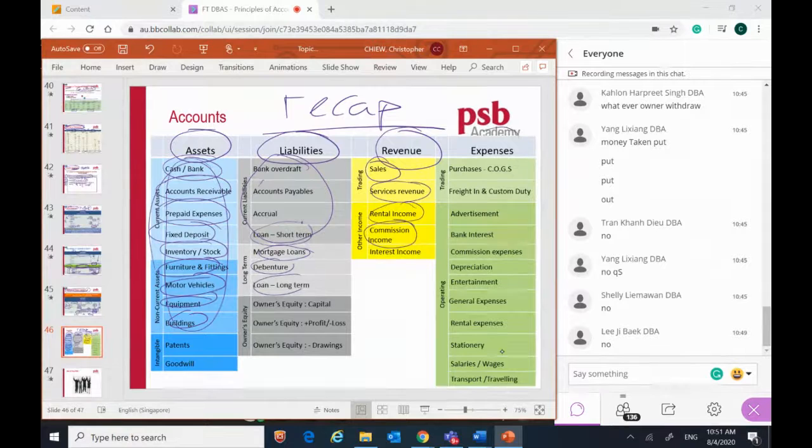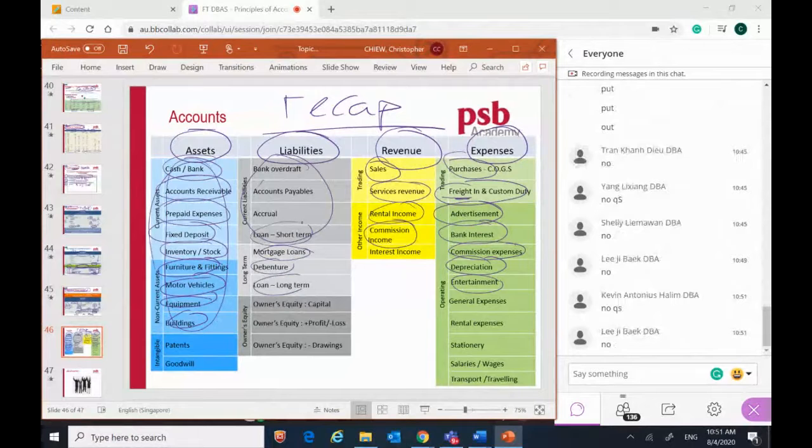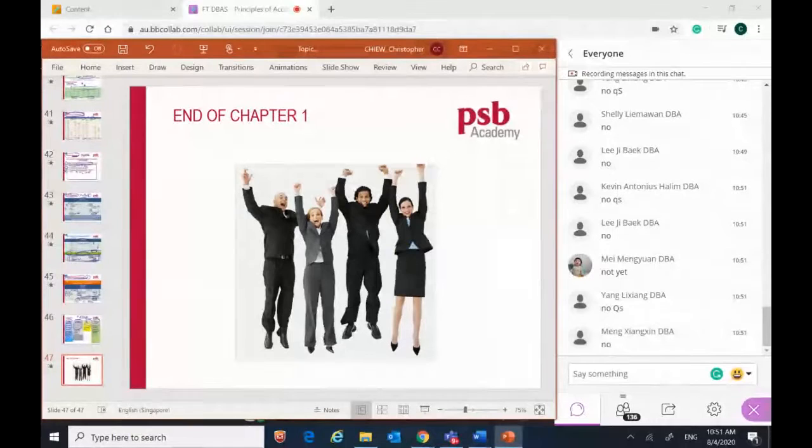And the last category are your expenses. Expenses are whatever you spend. So they include your purchase, your advertisement, your freight in. Now the word freight means transport costs. These are your expenses. Your interest, commission expense, your depreciation, and so on. All these are examples of expenses. Are you with me? Any questions? Okay, very good. And you know what? This is the end of topic number 1.